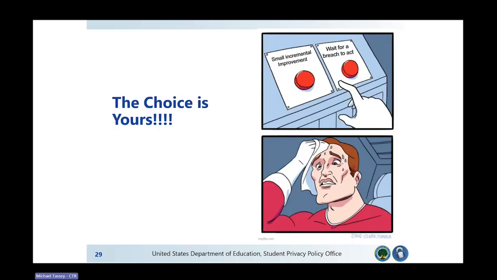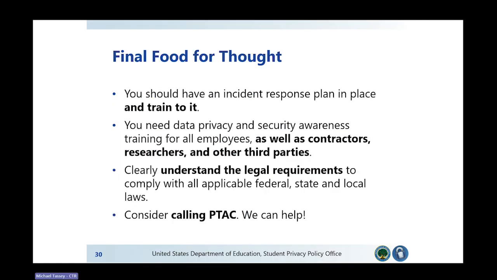Incremental improvements are way better than waiting for something to go bump in the night before you respond. So I would encourage you to take some of these best practices we talked about today, putting them in place. Have a tabletop exercise, include those vendors, find out those vendors' points of contact information, fill out those sheets, etc. So I know we covered a whole lot of information today. So here's some final food for thought.